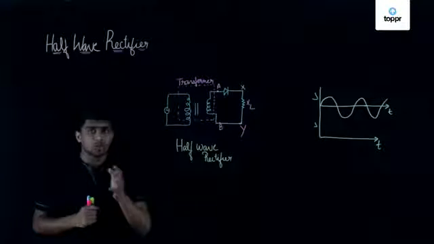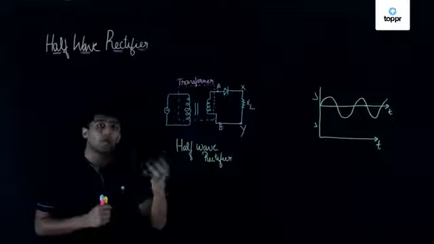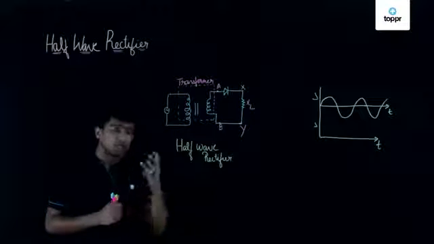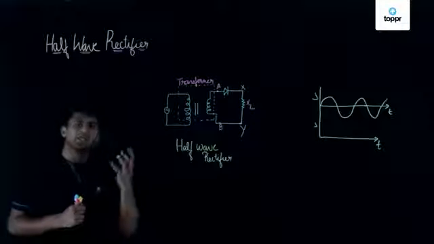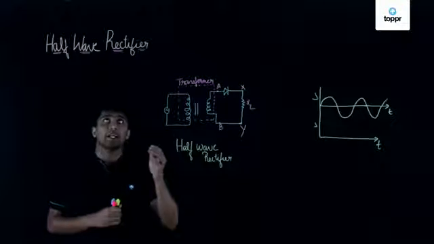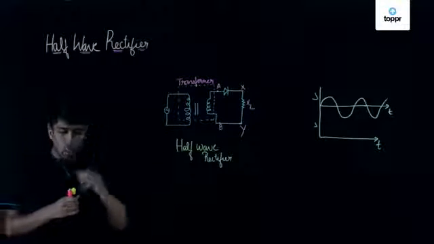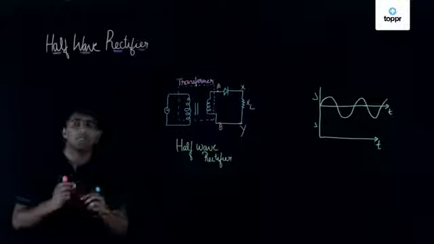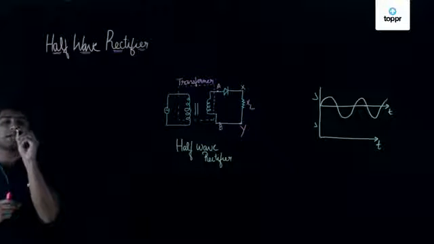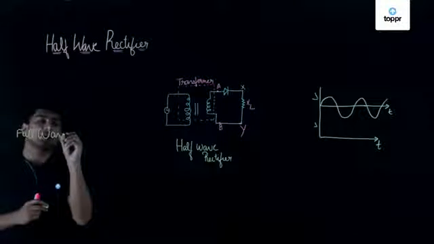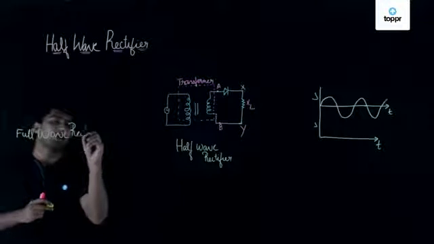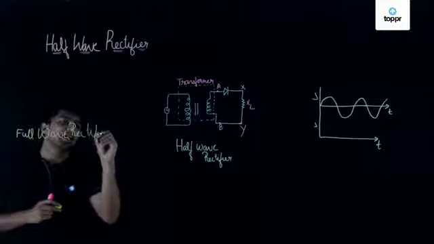So we can use this to rectify the alternating voltage. The device which is used to rectify the alternating voltage is called a rectifier. A rectifier can be of two types: one is the half wave rectifier and the other is the full wave rectifier. We will discuss the full wave rectifier later. First let's understand what a half wave rectifier is.